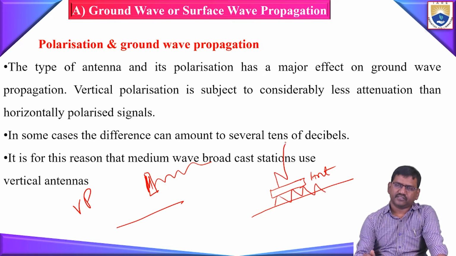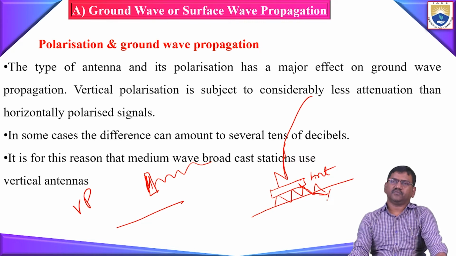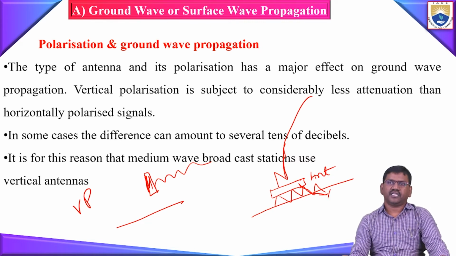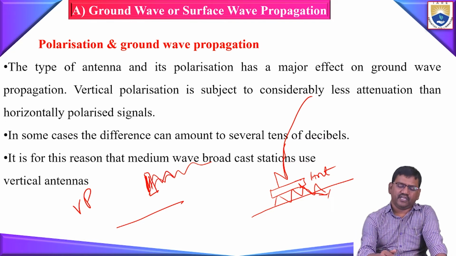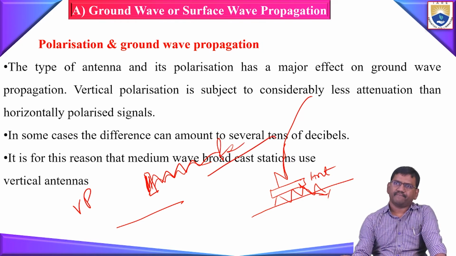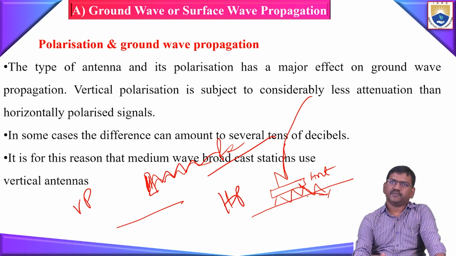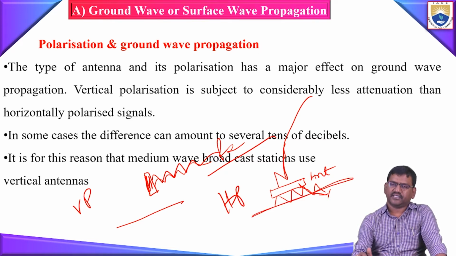Will touch the surface of the earth. That means some amount of rays are going to free space, and some amount of rays are going to touch the surface of the earth. That means there is more loss of energy with horizontal polarization than vertical polarization. In vertical polarization, all the electric field vectors radiate in free space and reach the receiving antenna directly. But in horizontal polarization, when the antenna is placed parallel to the surface of the earth, some amount of energy is absorbed by the surface of the earth.